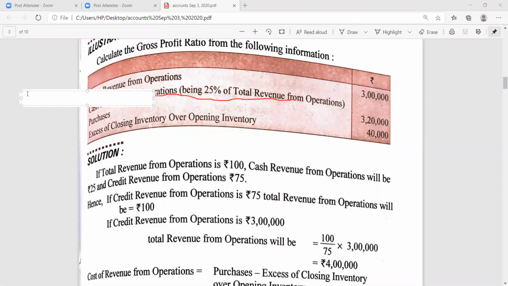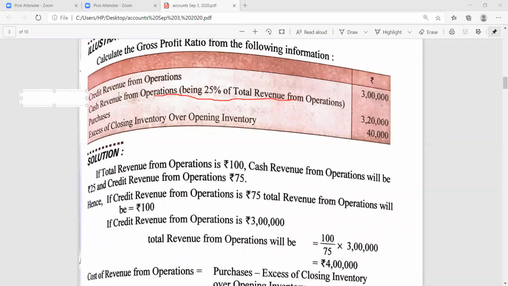See here, the revenue from operation is to be calculated. In this question, credit revenue from operation is given to us, and cash revenue from operation. But what we require is the total revenue from operation. How is it to be calculated?